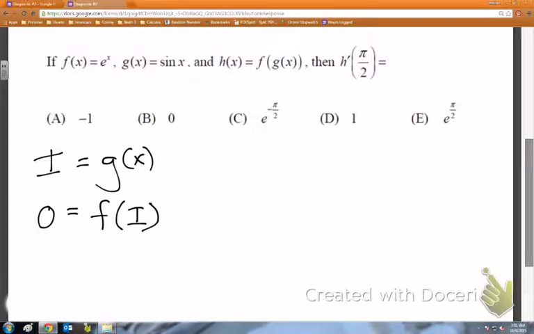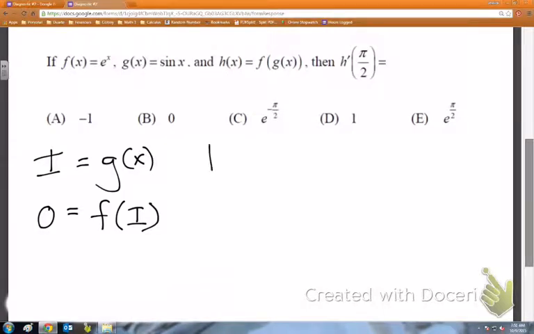So the derivative of the outside, the derivative of f, if you look over here, e to the x, the derivative of this is e to the x, but instead of keeping it as x, we're going to plug the inside function into that. Maybe it's helpful, you might see it a little simpler if you rewrite it as a composition.